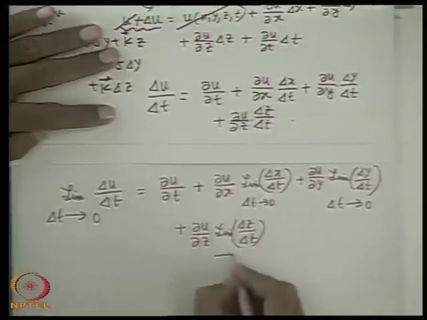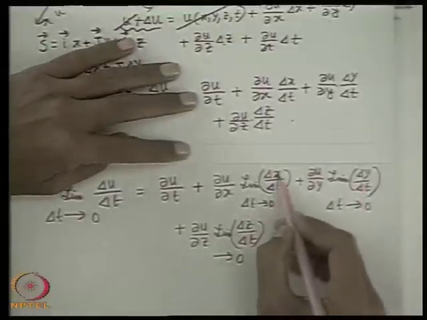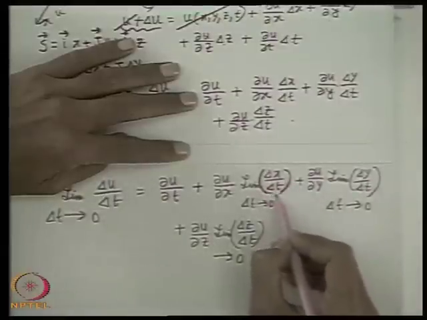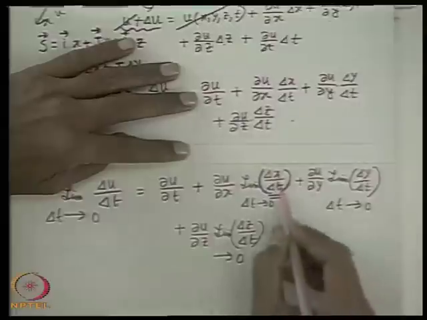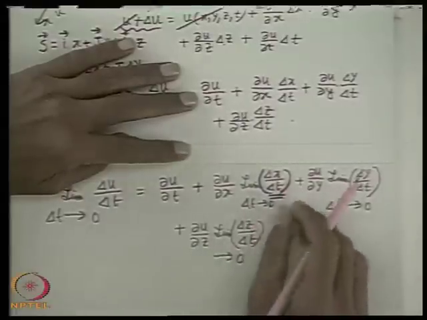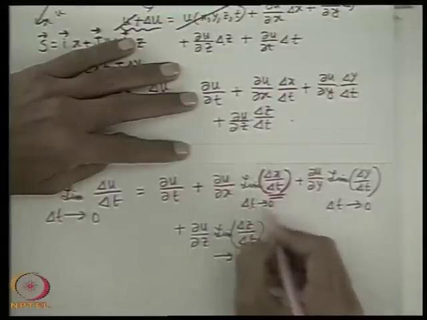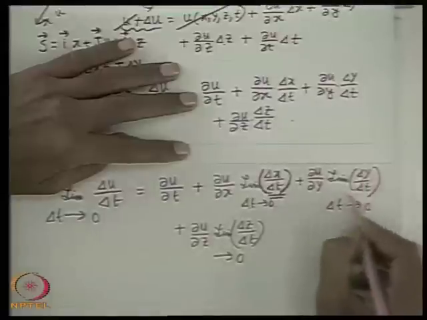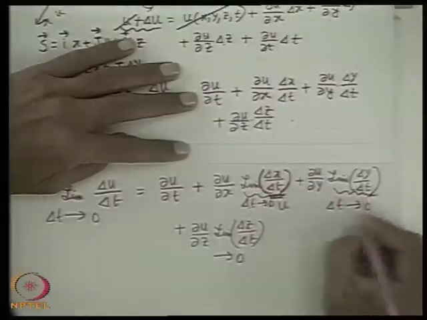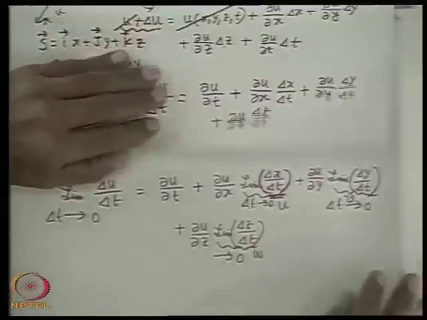Now, you see these quantities, the limit of del x by del t, del y by del t, del z by del t as del t tends to 0, where del x tends to 0, del y tends to 0, but this ratio retains a finite value. By definition, this is the x component of velocity at a point. That means the x displacement divided by the time, in the limiting value as time tends to 0. So, by definition from preliminary mechanics, this is the x component of velocity u, this is the y component of velocity v, and this is the z component of velocity w.